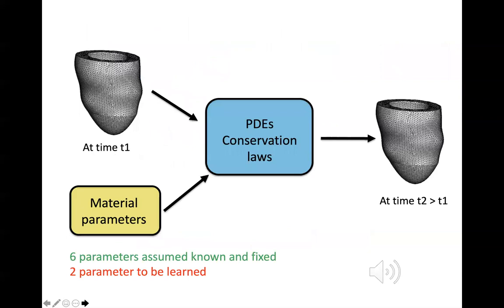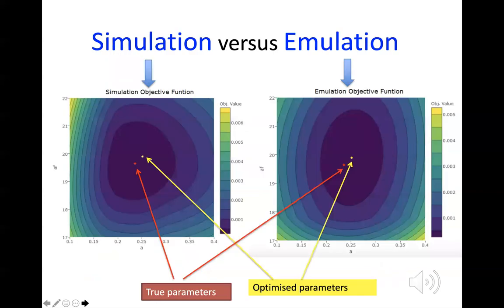Now, let me give you an illustration. We use an 8-parameter model, the so-called Holzapfel-Ogden model. But for illustration purposes, to be able to draw this, let's assume that 6 parameters are known and fixed, and that 2 parameters have to be learned. This figure shows you contour plots of the objective function, that is, the residual sum of squares quantifying the mismatch between the data and model prediction as a function over the two-dimensional parameter space.